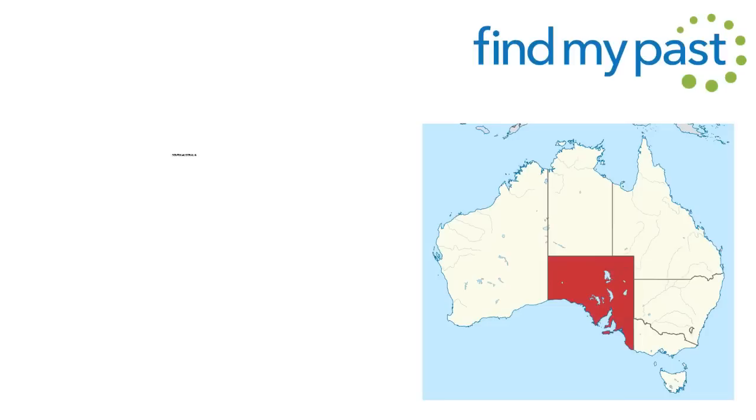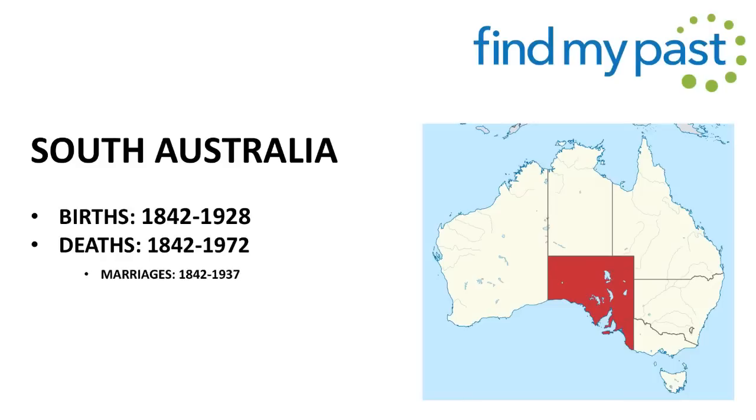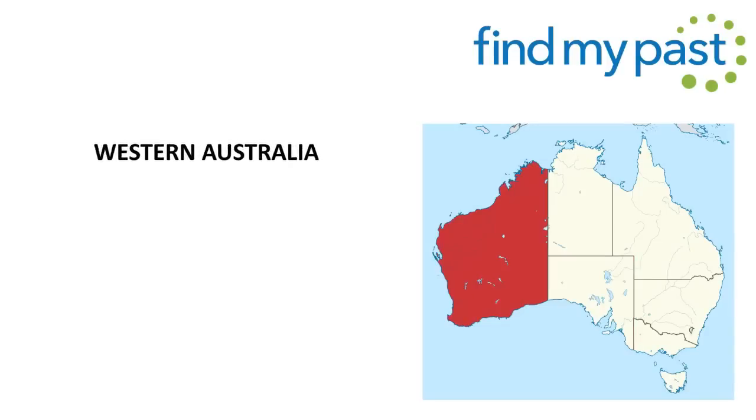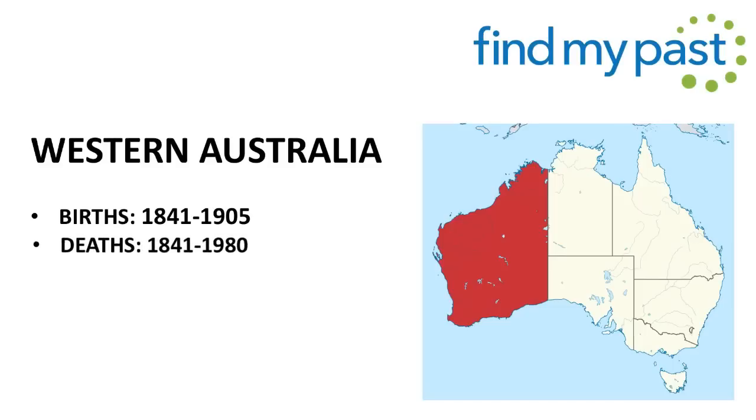South Australia, births from 1842 through to 1928, deaths from 1842 through to 1972, and marriages from 1842 through to 1937. Now, Findmypast are the only commercial website to have the official South Australian Birth, Death and Marriage Index available. Western Australia, births from 1841 through to 1905, deaths from 1841 through to 1980, and marriages from 1841 through to 1965.